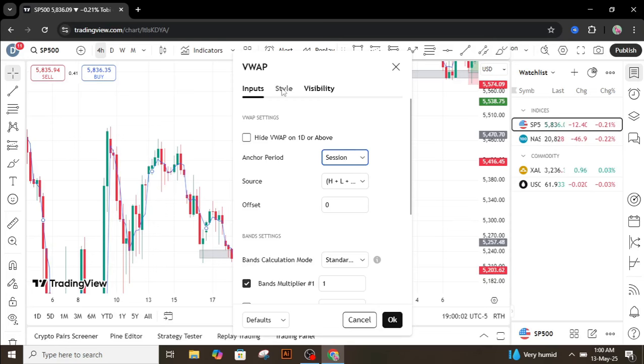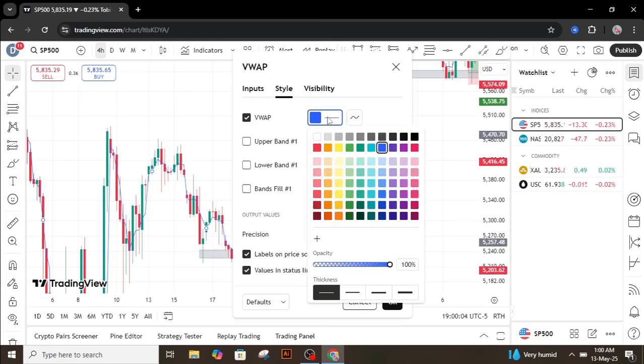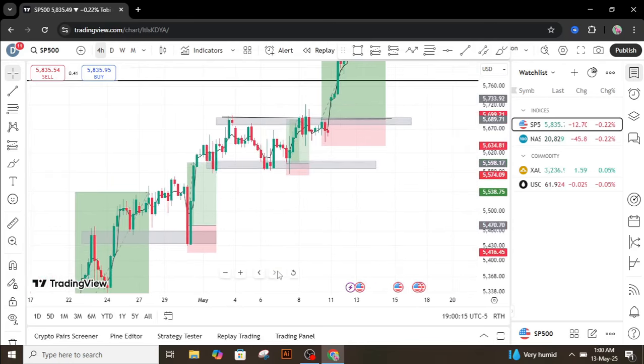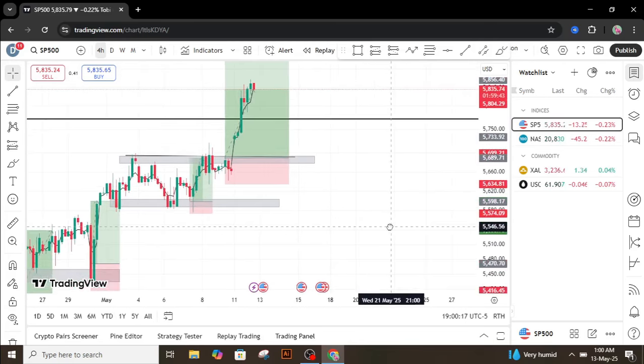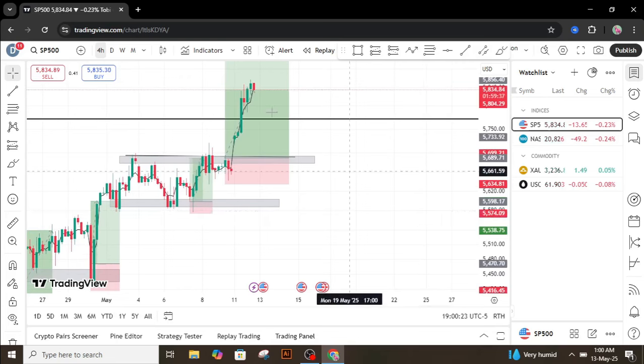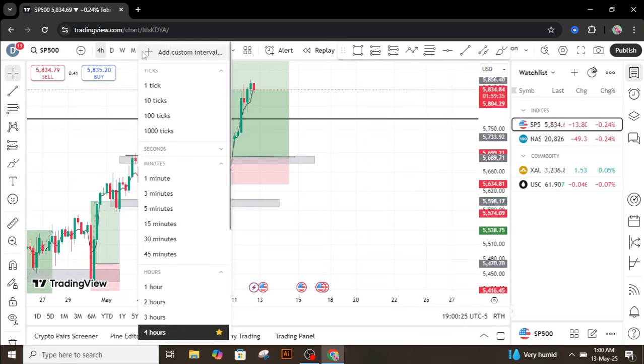I would like to change the color of my VWAP. I love black color. I can probably see it. So I think that's all. You leave it like that. Now I'm going to drop down to lower time frame so that you can better see the entry, so that you can better see a good entry. So let me put in the lower time frames.